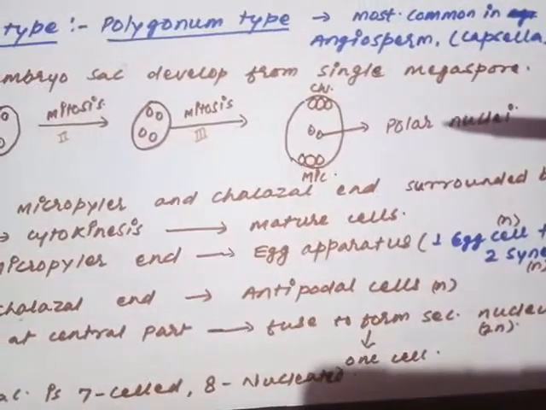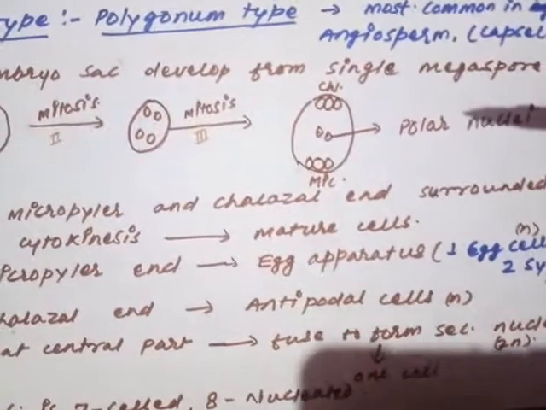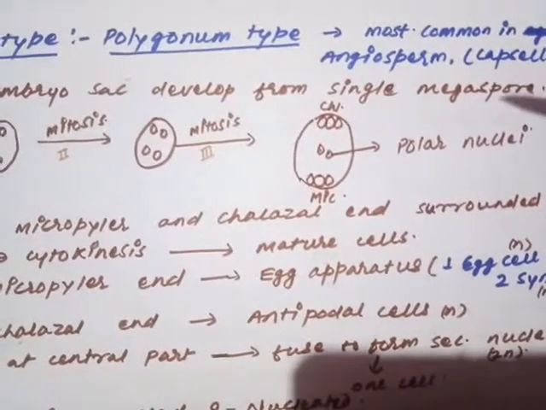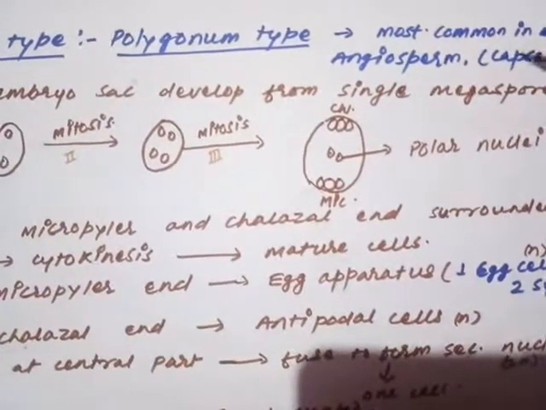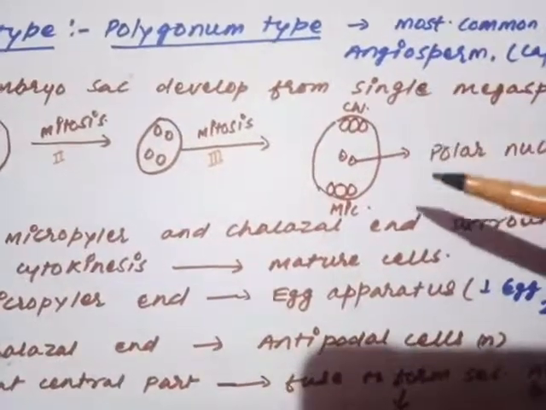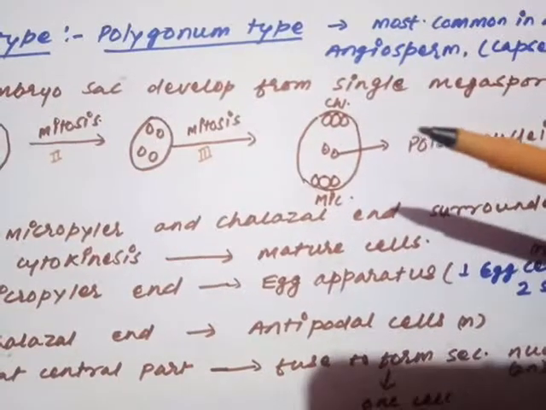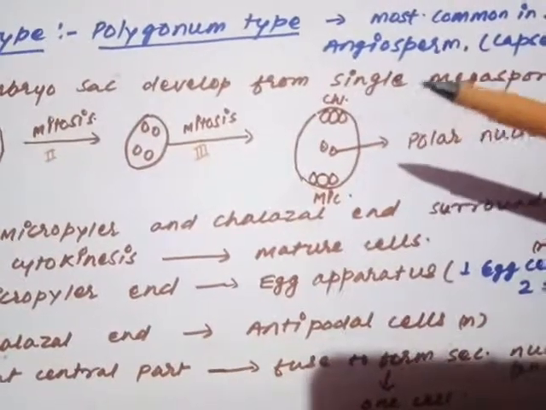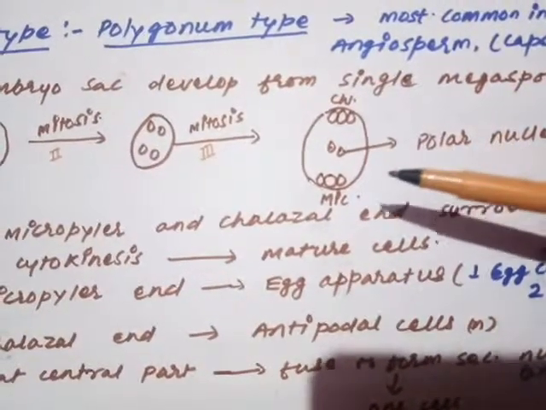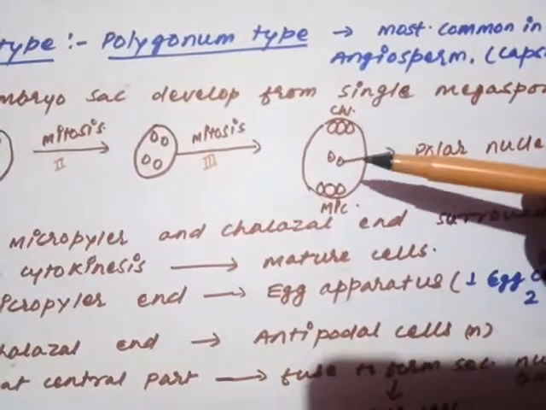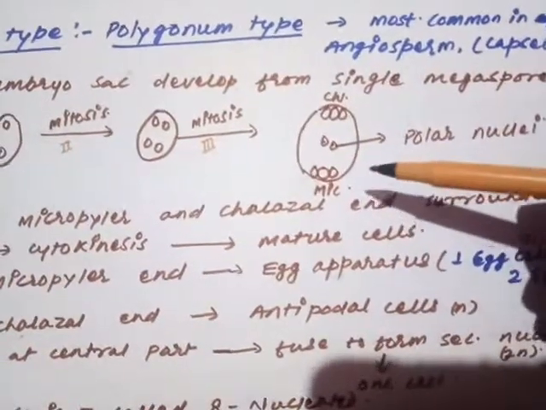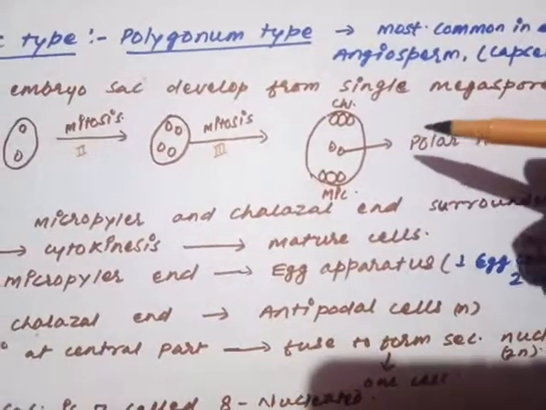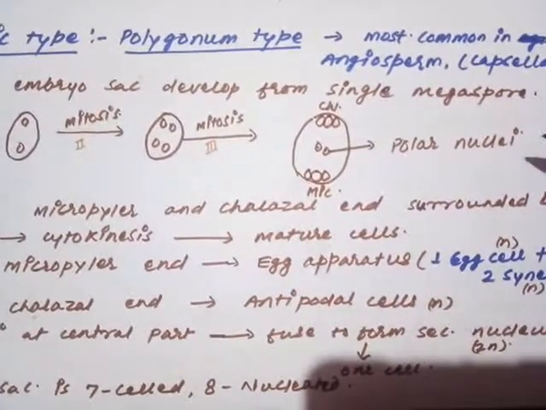After the third mitotic division, 4 nuclei are arranged on the chalazial end, and 4 are arranged on the micropylar end. But one from each side, one from the chalazial end and one from the micropylar end, moves toward the central region, and they form the diploid structure called the polar nuclei. Are you getting my point? Is it clear to you all?